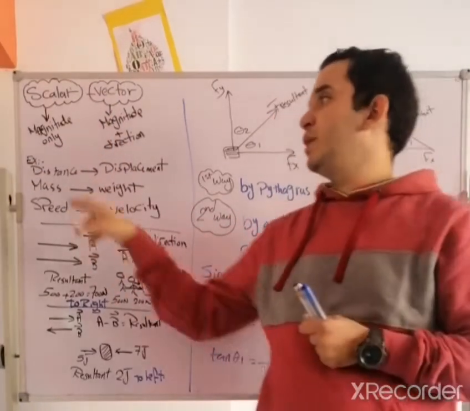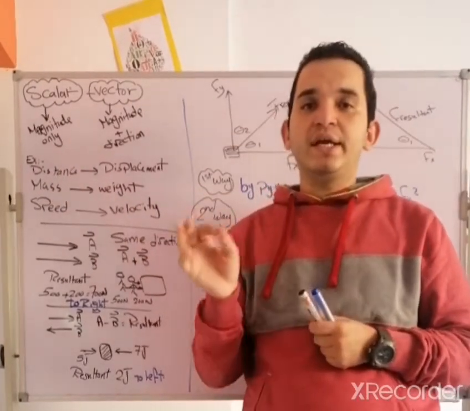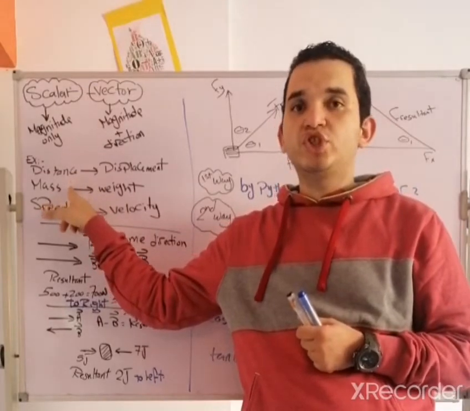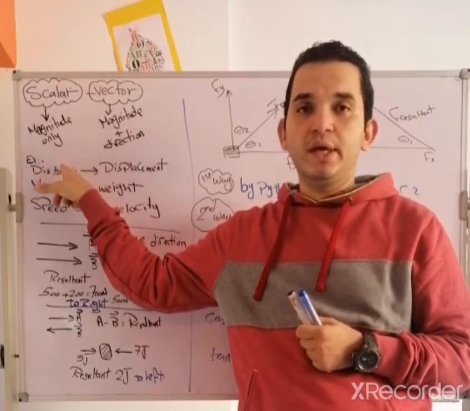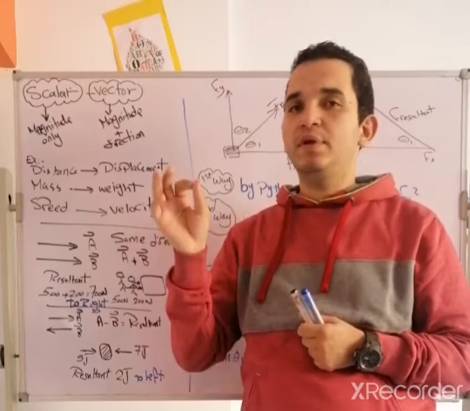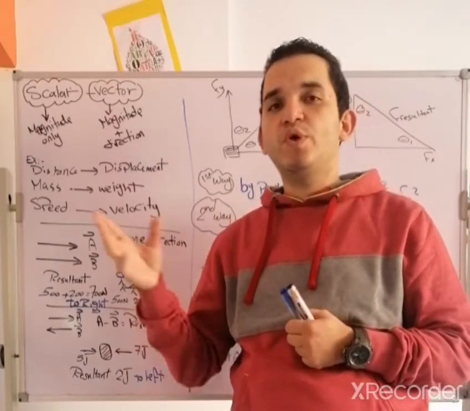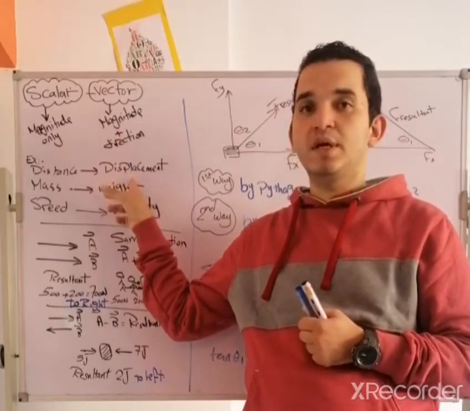As an example, if I tell you that I cover a length of 10 meters, I tell you the distance, which gives the magnitude only. But if I tell you that I have covered a distance or a length of 10 meters toward the right, I tell you the displacement.